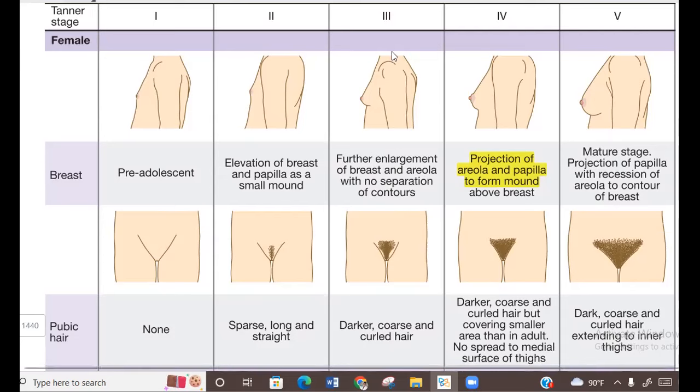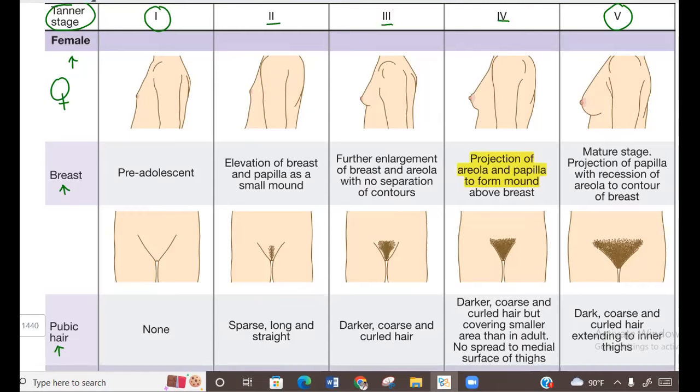Let's talk about the Tanner staging of pubertal development in female and in male. Starting with the female, you have two components. You have to look at the breast and look at the development of the pubic hair. There are 5 stages of development. Stage 1 is no development, and stage 5 is mature or adult development. What we have to focus on mainly is stages 2, 3, and 4.